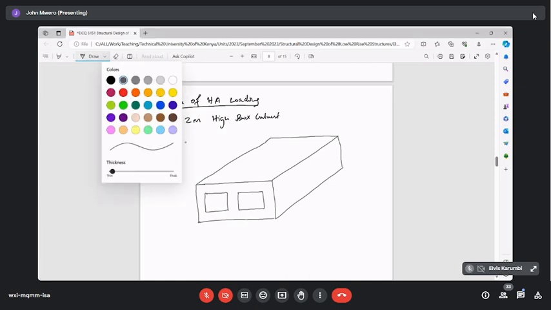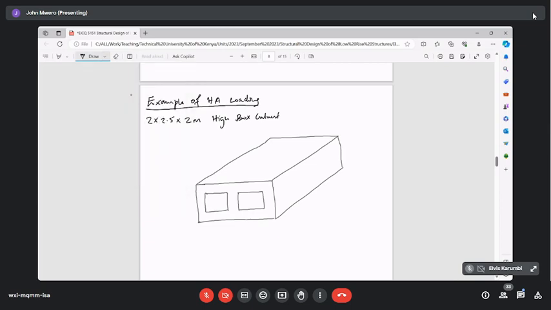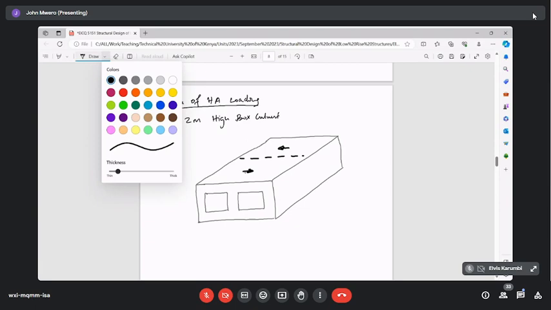This box culvert is supporting a road. So of course there's a road there. One lane goes that way, the other lane goes that way. It's the vehicles going that way. And of course, water goes through the box culvert.